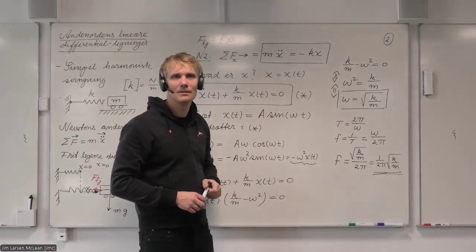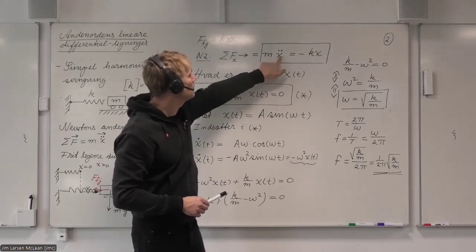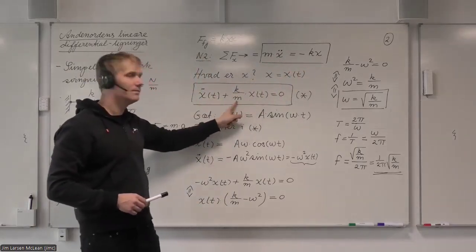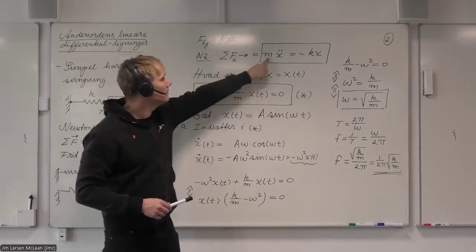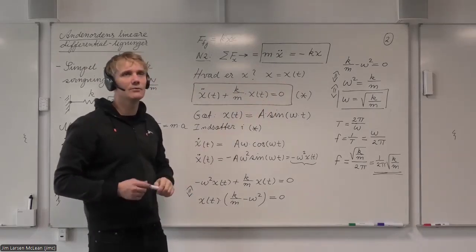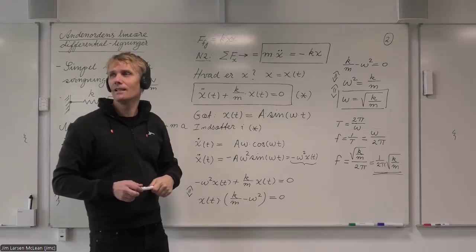Are you following? Then take that term and move it to the other side of the equation, so it becomes m times x double dot plus k times x equals 0. Then go through the equation with m. So there is no m in front here. The equation then looks like this, and it's called the equation of motion for a simple harmonic oscillation. And that is what it really is, according to Newton's second law.